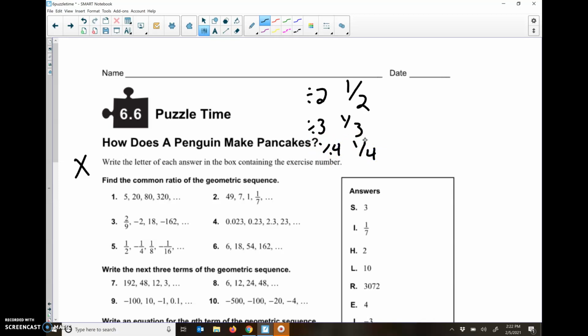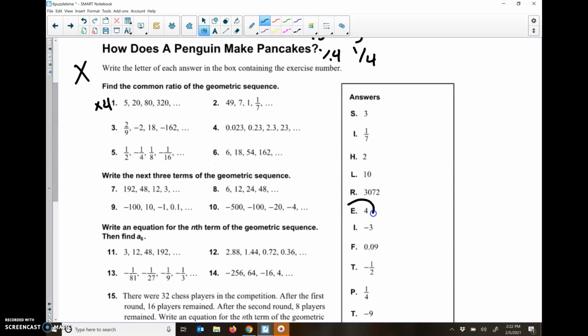All right, so for the first one here, we need to just find what the pattern is. What is the common ratio? So what is it being multiplied each time? So from 5 to 20 to 80 to 320, we can figure out the pattern is multiplying by 4, and that would be letter E. For number 2, from 49 to 7 to 1 to 1/7, so this is what I'm talking about. Some of you might want to say divide by 7, but remember it has to be a multiplying pattern. So really we're looking at multiplying by 1/7.